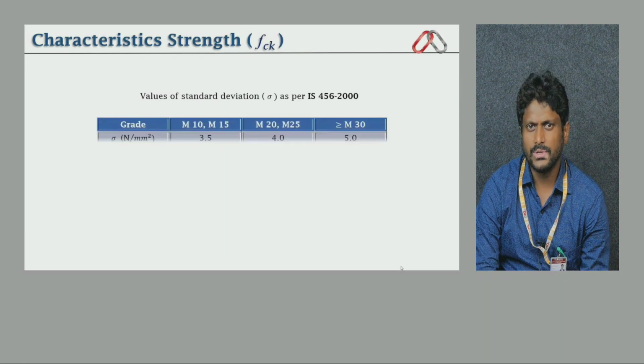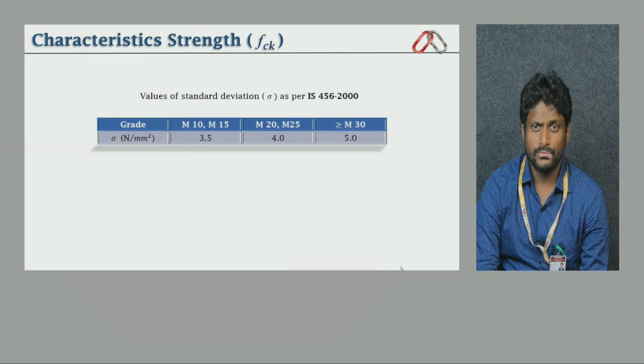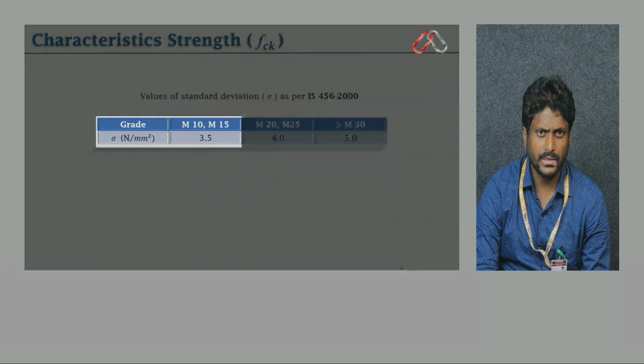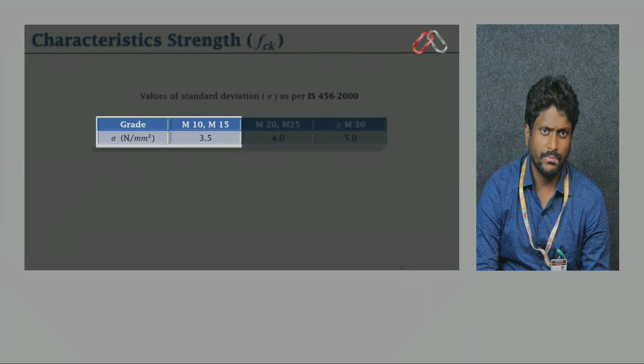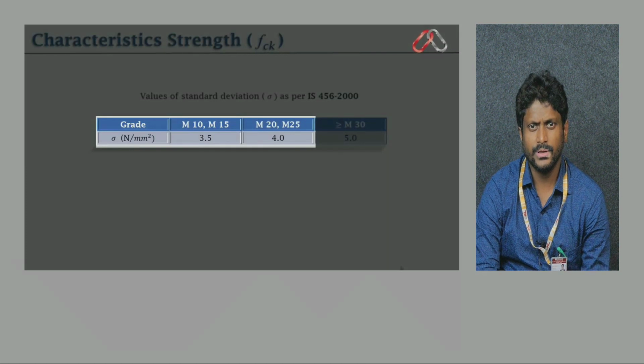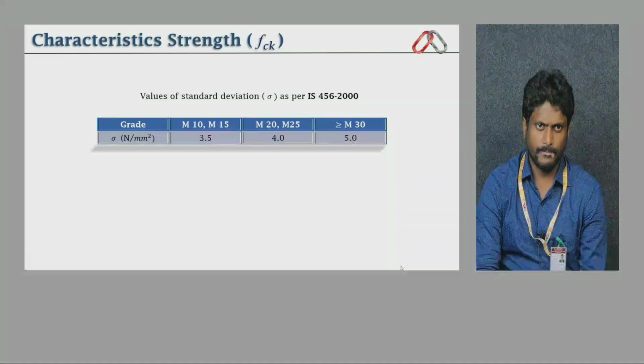The variation in concrete is expressed in terms of standard deviation. Of course, values of standard deviation are also given in the code book IS 456 2000 based on grades of concrete. For M10 and M15 we can take it as 3.5, and for M20 and M25 we can take 4, and for more than M30 it can be considered as 5.